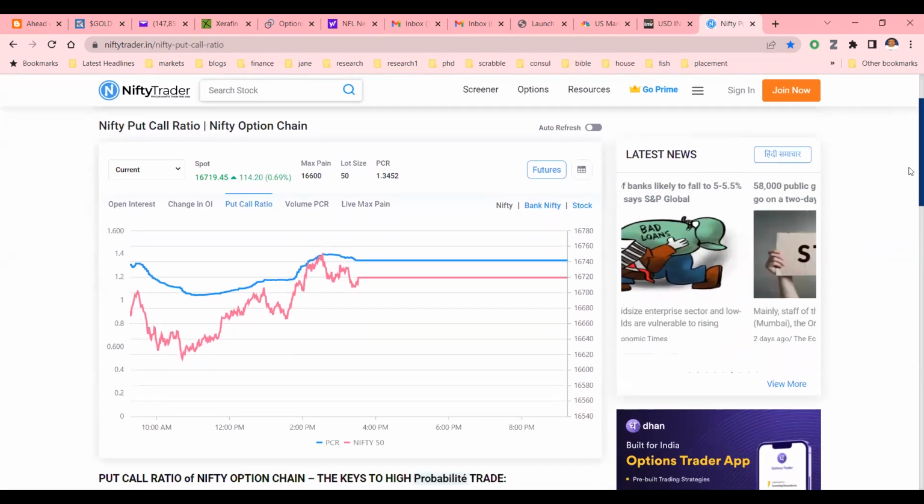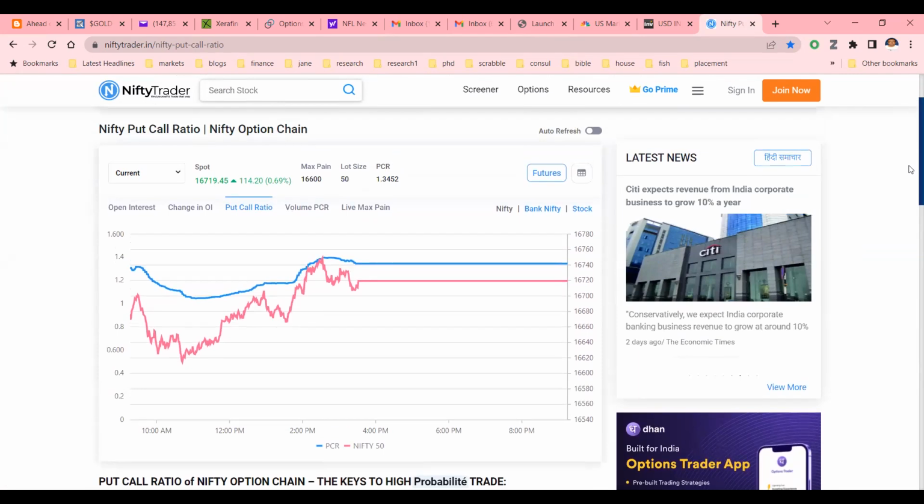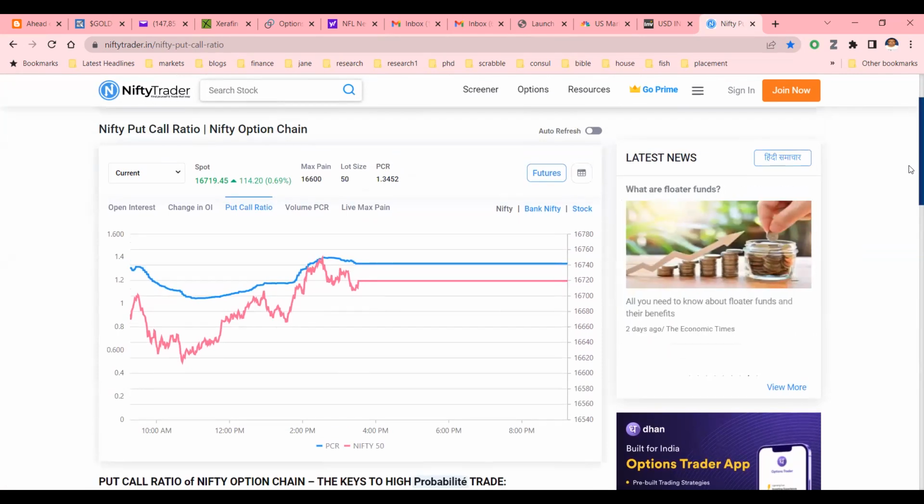Put call ratio is still very high. High put call ratio is usually considered contrary and bullish. So again, nothing bearish here, I would say.